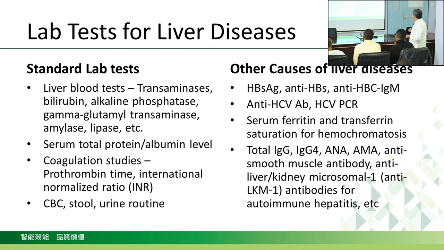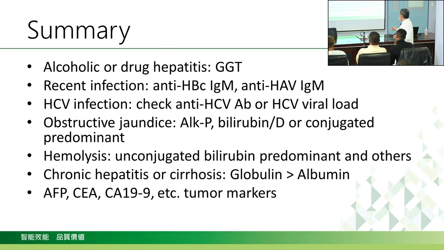Summary: alcohol, drug, hepatitis, gamma GT; recent infection, IgM; IgM, HIV, HCV infection, check HCV antibody, HCV viral load. Obstructive jaundice: ALP, bilirubin, direct and conjugated both predominant. And you need to check what? The sonography, the CT scan. Hemolysis, unconjugated bilirubin predominant. With others, you must check reticulocyte count, or any other autoimmune disease.